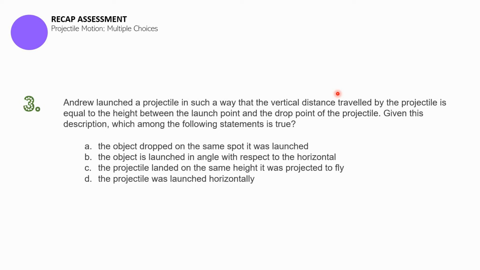Question number 3. Andrew launched a projectile in such a way that the vertical distance traveled by the projectile is equal to the height between the launch point and the drop point of the projectile. Given this description, which among the following statements is true? A. The object dropped on the same spot it was launched. So, the same. B. The object is launched at an angle with respect to the horizontal. C. The projectile landed on the same height it was projected to fly. D. The projectile was launched horizontally.